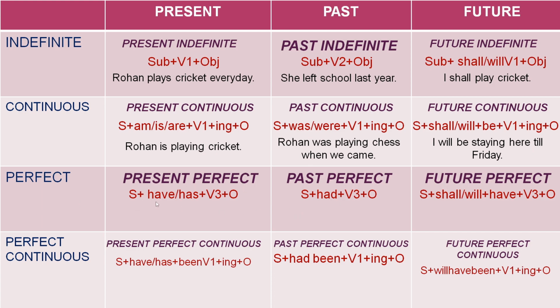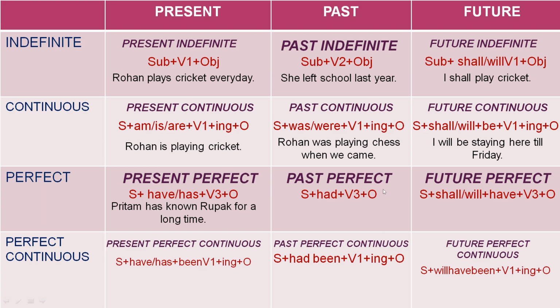Next one is present perfect. The rule is subject plus have or has plus V3, then object. So the example will be, Pritam has known Rupak for a long time. Pritam is the subject, has, because Pritam is third person singular number present tense, that is why we have to use has. So Pritam has known. Known is the third form of the verb. Know, knew, known. Rupak for a long time, that is our object part.